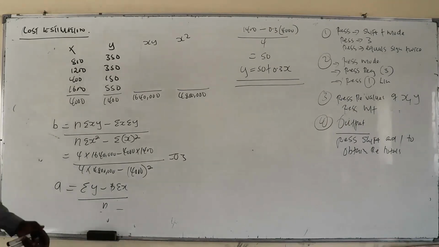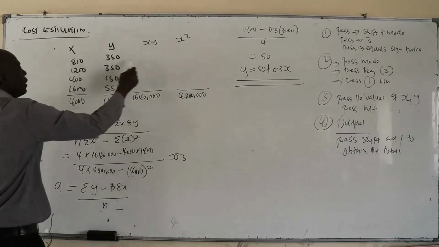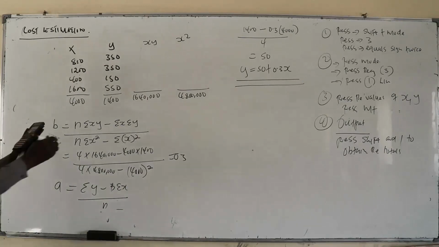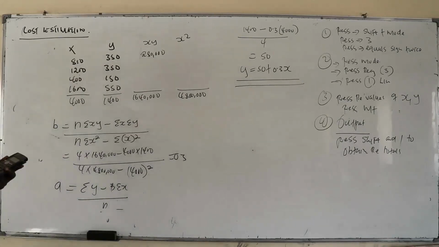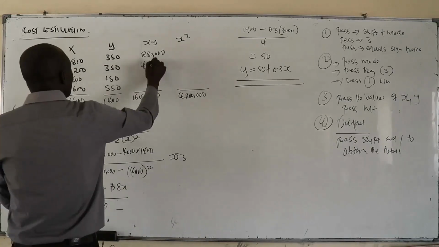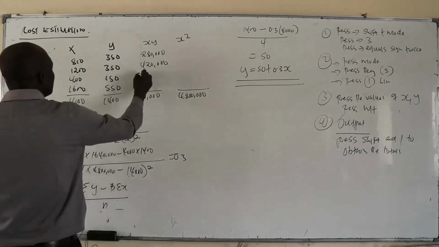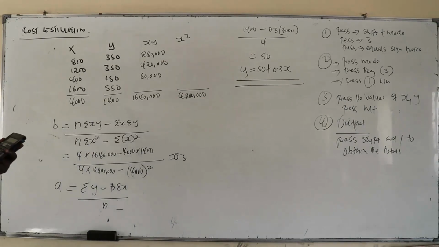Because alternatively, if you don't want to do that, you just multiply these items, get the totals. You square this one, get the totals. If you don't want to go through the calculator, it is still allowed. You just come here and multiply 800 times 350. You get 280,000. So you write here 280,000. Acceptable. Then you multiply 1,200 times 350. You get 420,000. Then here 400, you multiply by 150. You get 60,000. Then 1,600, you multiply by 550. You get how much?